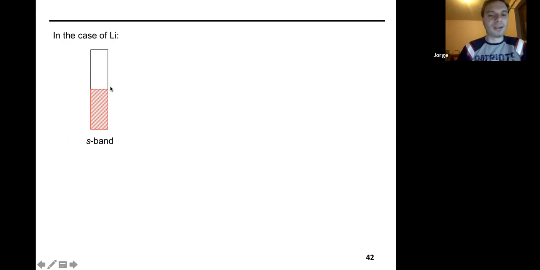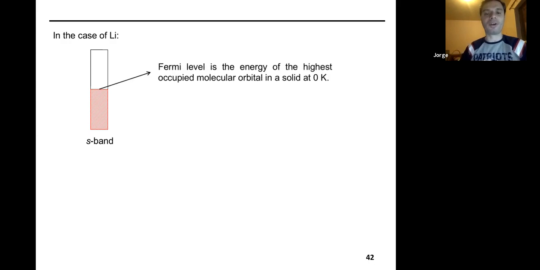See that there is a point here, or an energy level here, that's the max energy level that's filled with electrons. So when we have a band, this point is called the Fermi level. And the definition is that it is the energy of the highest occupied molecular orbital in a solid at 0 Kelvin. Okay, attention with that. 0 Kelvin.